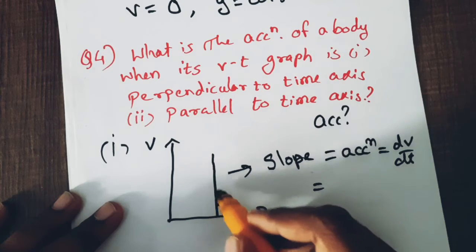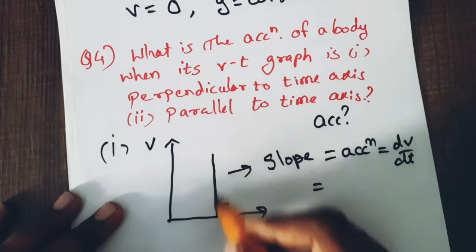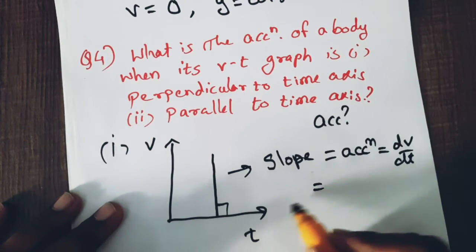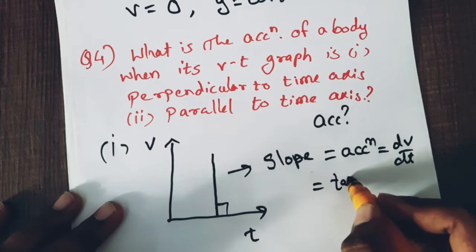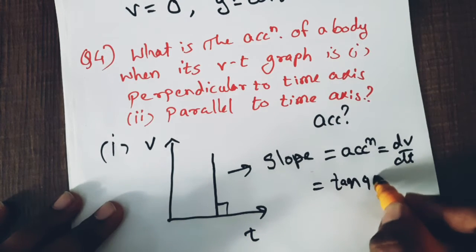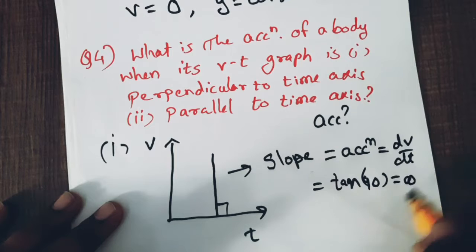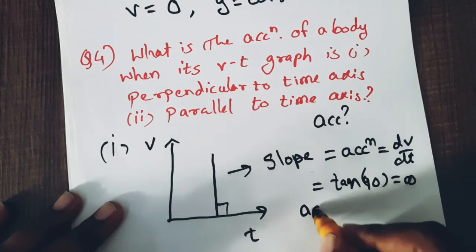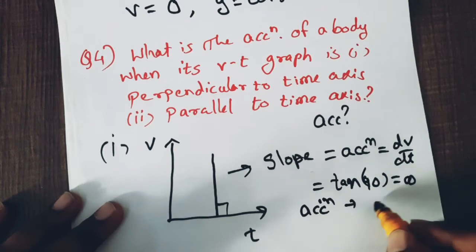And if you look at this line, since the line is perpendicular to the x-axis, we can say that slope is tan of theta, and here theta is 90, so tan of 90 is infinite. So slope is infinite, meaning acceleration is infinite.